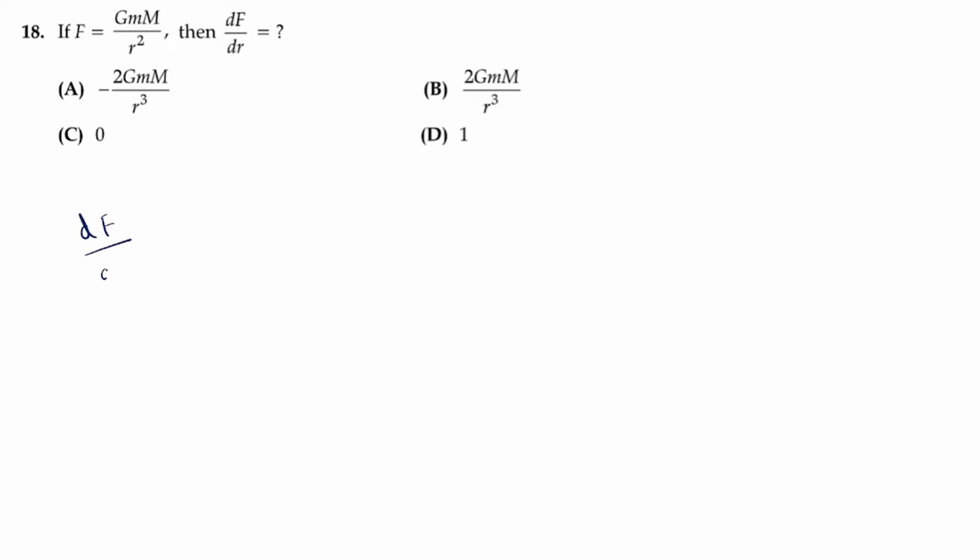So dF upon dr is equal to G m1 m2 into minus 2 into r raised to minus 2 minus 1, which is minus 3. So it is equal to minus 2 G m1 m2 upon r cube. So the correct option is option A.